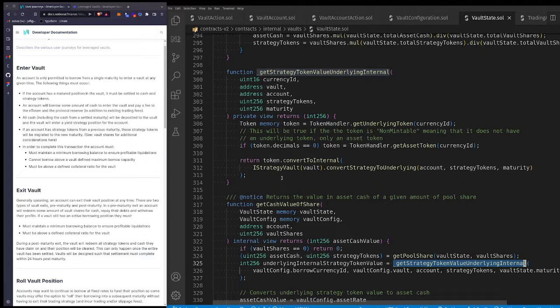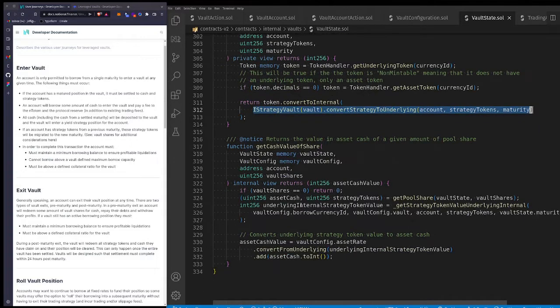denomination. Here we'll convert that from the strategy vault's underlying native token precision to 8 decimal precision, which we use internally. That will be returned here, and then we convert all of that into a C token denomination here. So this is the total value of a single account's assets.